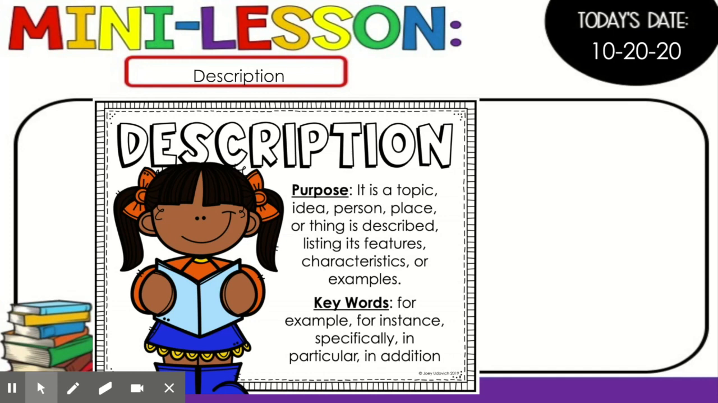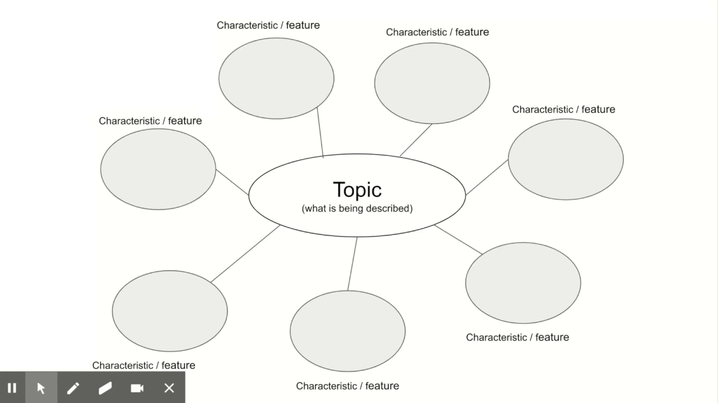Some signal words or clue words that we can look for in a text to help us identify description text structure are, for example, for instance, specifically, in particular, in addition, and many more. Before we begin reading the passage, I want you to pause the video and draw the graphic organizer shown. This graphic organizer, which some of you may already know, is called a web. A web is a common graphic organizer that is used when reading passages that have a description text structure. We use webs to organize important information so that way we can visualize it better in our minds.